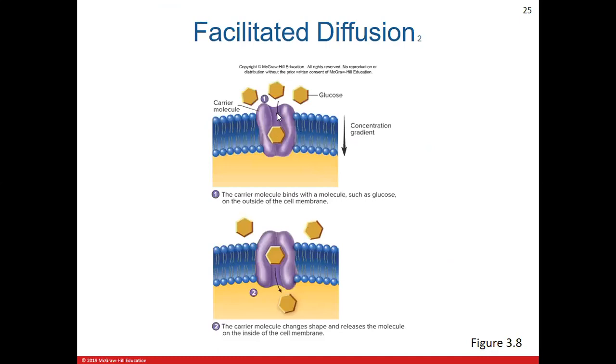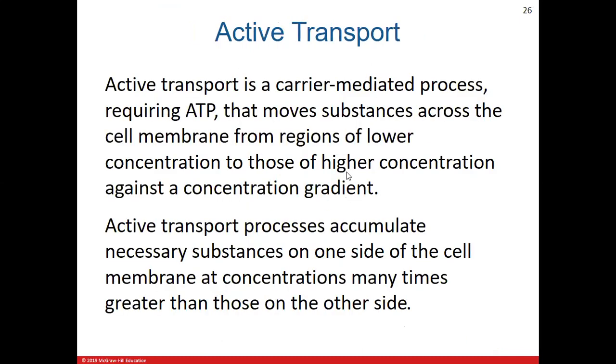You have a carrier here, it's a protein channel. It's still diffusion because in this case you've got some molecule, in this case glucose, going from a high concentration to a low concentration, down the concentration gradient. Active transport, remember, it's active because it does require ATP. It is carrier-mediated, so in other words, it does have to have a protein channel. But in this case, you're going from a low concentration to a high concentration, which means you're really going against a concentration gradient.